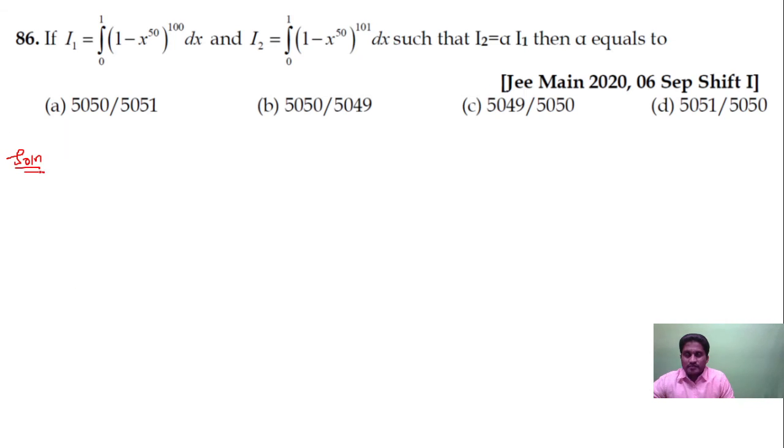Okay, I1 and I2 are given. It's also given that I2 is equal to alpha times I1. What is the value of alpha?